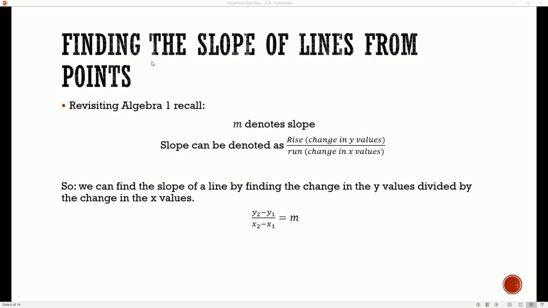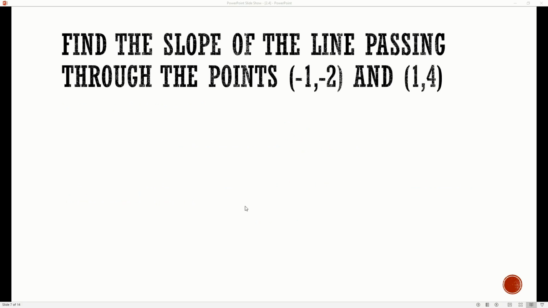So, finding the slope of lines from points. This is an Algebra 1 topic again, but we're definitely going to revisit it because we're going to need this throughout the year. So, again, I already said it, but m always denotes slope. Slope can be denoted as rise over run, but a little bit more mathematically, it's the change in the y values over the change in the x values. So we can find the slope of a line by finding the change in the y values divided by the change in the x values. So if I have 2 points, I can take the second y value and subtract the first y value, and then I can take the second x value and subtract the first x value, and I will end up with the slope. So let's actually see that happen.